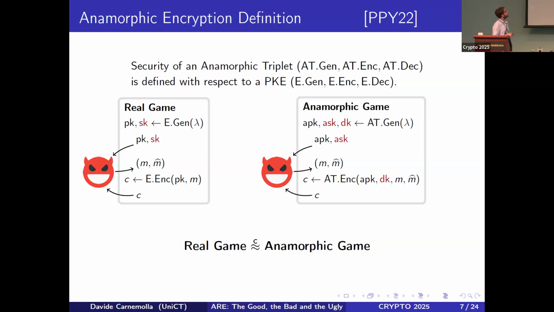We define the security of an anamorphic triplet with respect to a PKE as follows. We have two different games, and in both of them, the adversary receives a public key and a secret key, and after that, he can ask for the encryption of a message M and a covert message several times. At the end, he has to say if we are in the real game or in the anamorphic game. So we can say that an anamorphic triplet is secure with respect to a PKE if the real game is computationally indistinguishable from the anamorphic game.